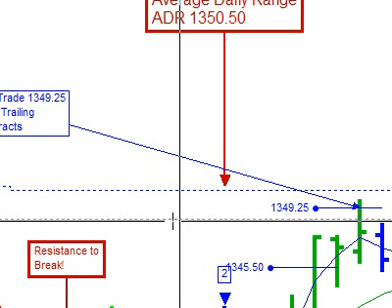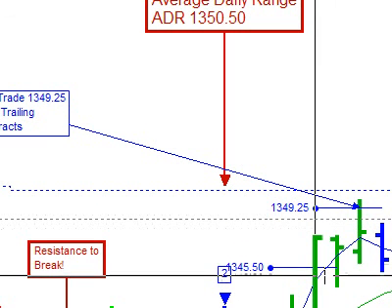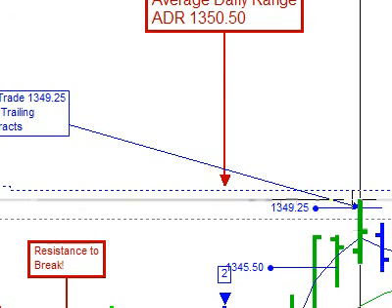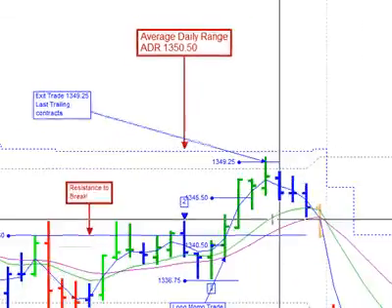It also, this line right here was yesterday's high. So I was looking at a point between the two of them, and I thought that looked like a good place to put it. My stop, trailing stop, was on the green line.